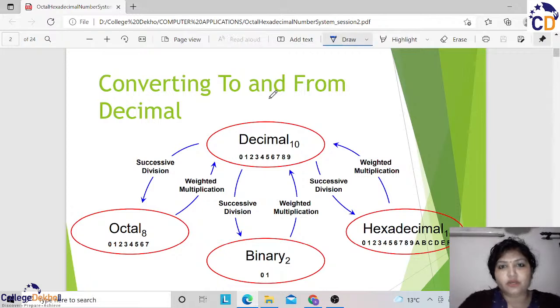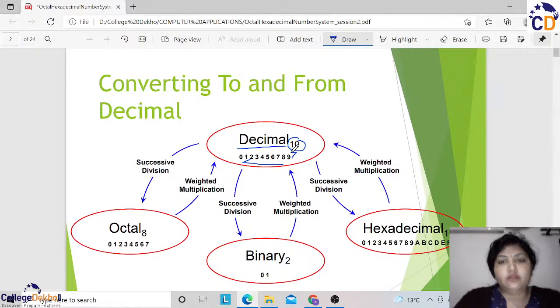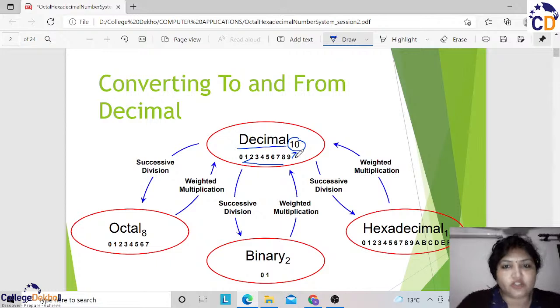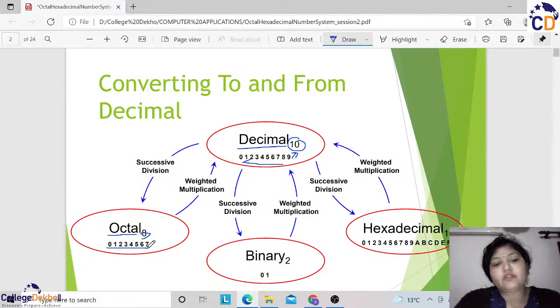If I'm talking about a decimal number, we know that the base of a decimal number is 10, because the digits have the options 0 to 9. So you have 10 options, and the digit should be less than the base. These rules I have already discussed in my previous session. Suppose I'm talking about an octal number, its base is 8, which means your digits lie between 0 to 7, again less than your base. The last digit should be less than your base.